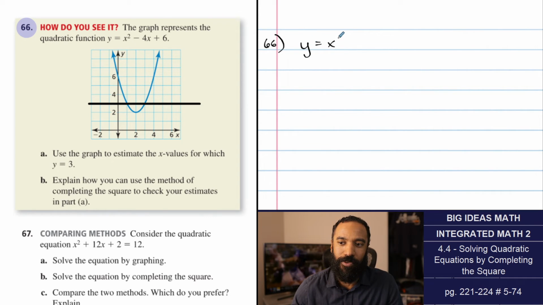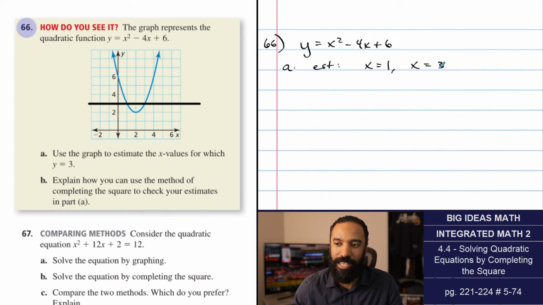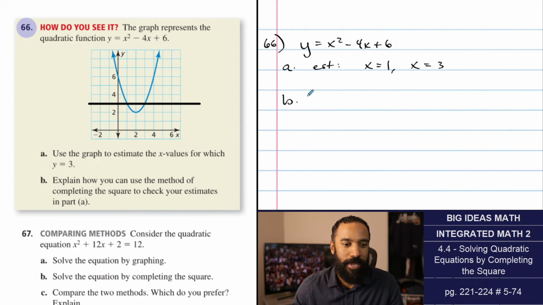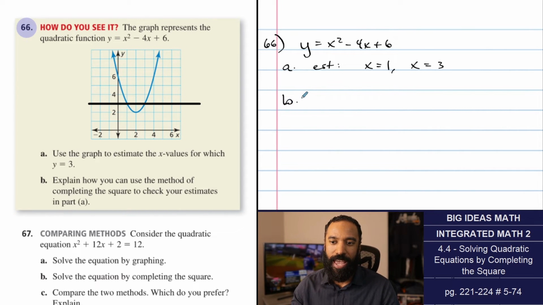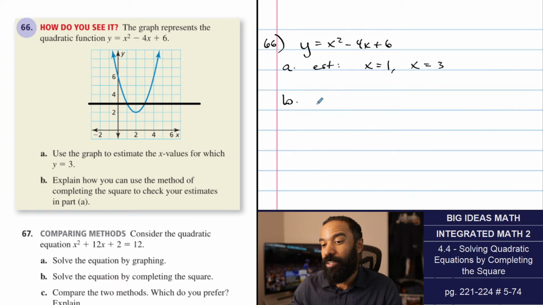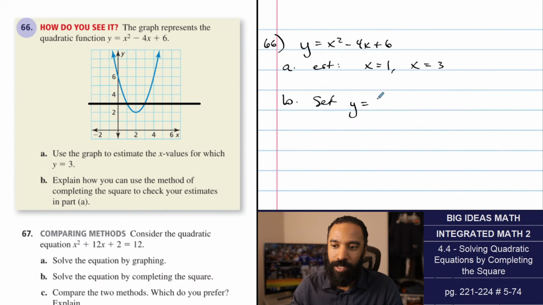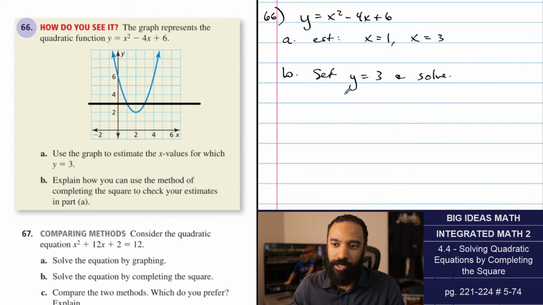So y equals x squared minus 4x plus 6. Now for part A, my estimation is x equals 1 and x equals 3. Part B, explain how you can use the method of completing the square to check your estimates in part A. Do they want me to actually check it, or do they just want me to explain it? Set y equal to 3 and solve. I am going to go ahead and solve that.